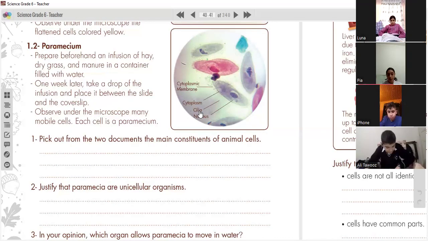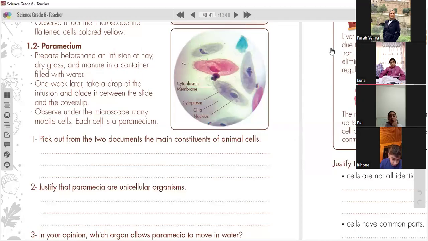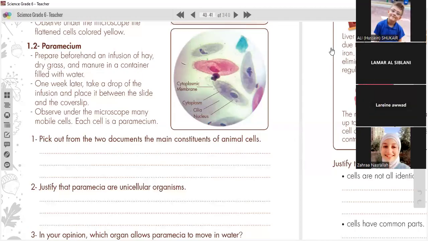But I want to ask you something extra. Does the paramecium like the dark or the light? You can open the mic. Dark. Yes, exactly. So it doesn't like the light.